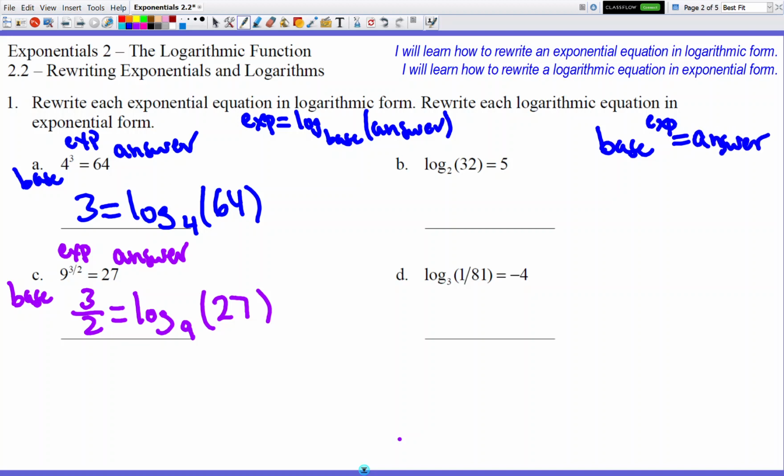Okay, so let's label these guys. Let me change the color. So this 2 is called, anybody know? Base. Okay, this 32 is called answer. Okay, and this 5 is called exponent. Okay, so this is where it's going to get weird for some people.